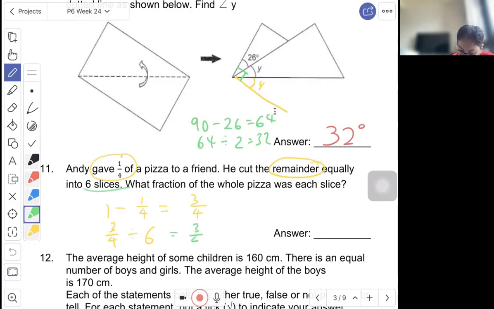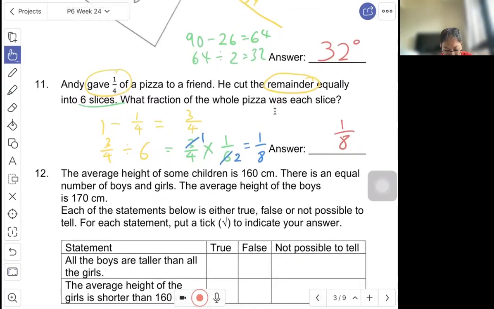So 3/4, when you divide by 6, you change it into 1/6, so 3 over 24. Then here you can simplify, divide by 3, 1, divide by 3, 8. So you get the answer 1 out of 8. Answer is 1 out of 8.